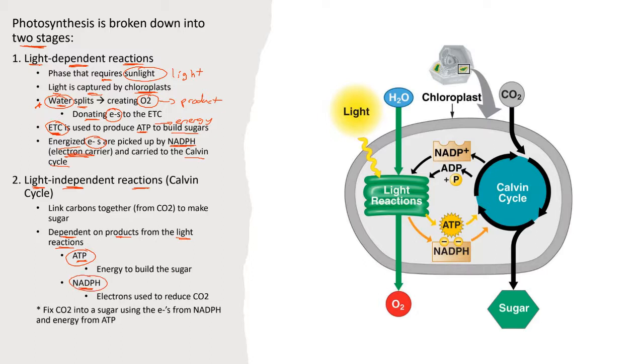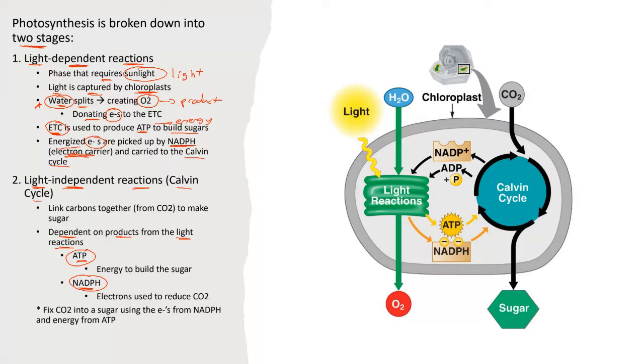NADPH created in the light dependent reactions is also needed in these light independent reactions. So the products of the light dependent reactions are going to be used in the light independent reactions. There's another name for the light independent reactions, called the Calvin cycle.